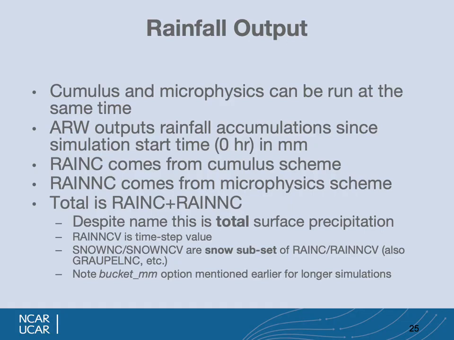We also, as I mentioned earlier, have the bucket option for long simulations, which retains the accuracy when you're accumulating small numbers to large numbers. And we are advised to use the bucket_mm option if you're running more than a month or a few months in a regional climate application.